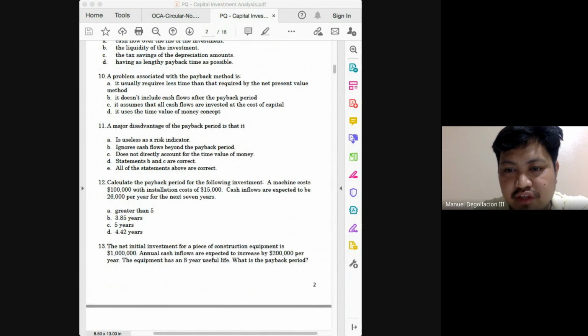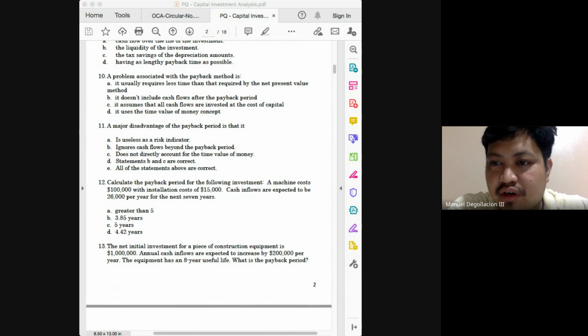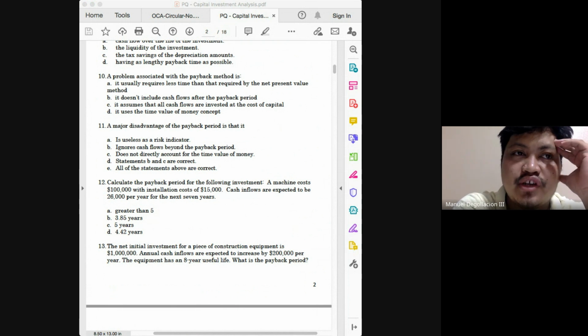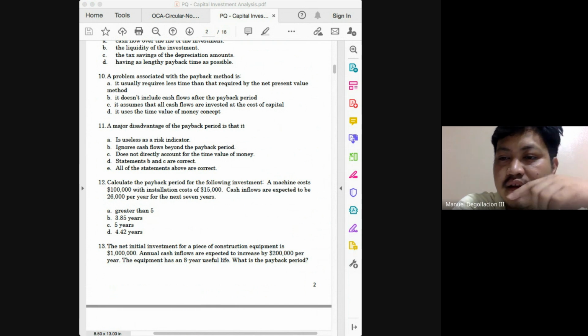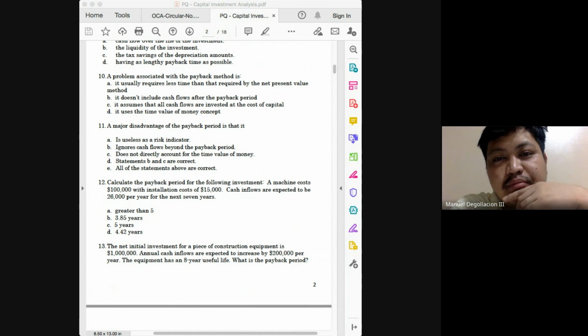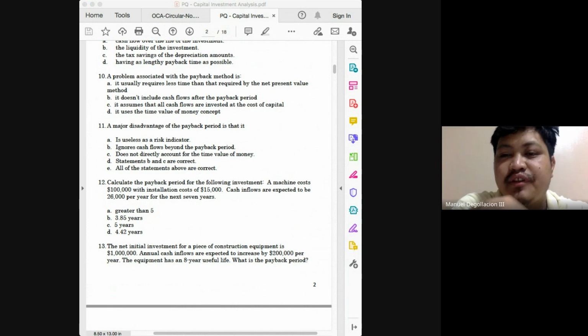Okay, number 10. A problem associated with the payback method is letter B, it doesn't include cash flows after the payback period. So under the payback method, you will just measure at what period will you be able to fully recover your investment. And if you're choosing between mutually exclusive projects, you might end up rejecting a project that has very significant inflows, a project that can give you significant value through inflows after the payback period.